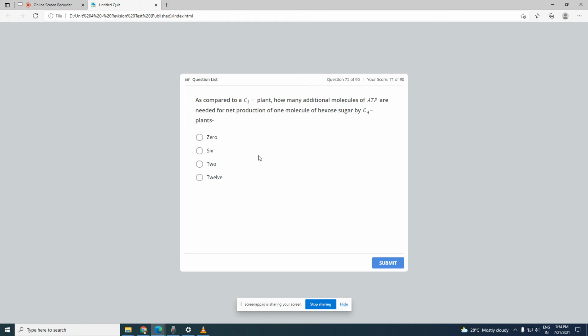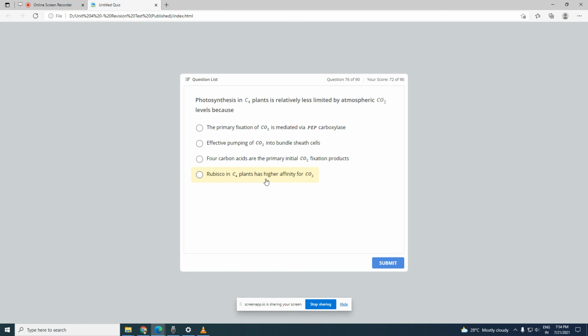As compared to the C3 plant, how many additional molecules of the ATP are needed for net production of one molecule of hexose sugar by the C4 plants? Which is the right one? 0, 6, 2, 12. 12 is the right answer. Let's go to the next question.